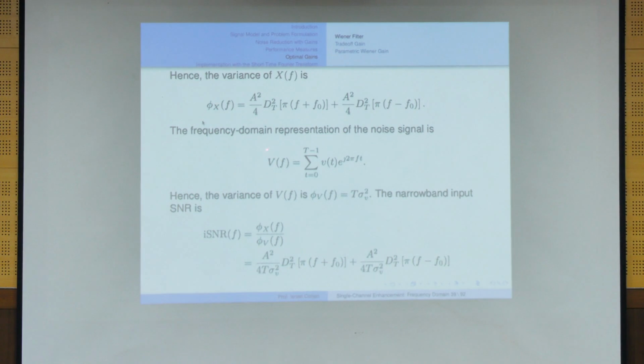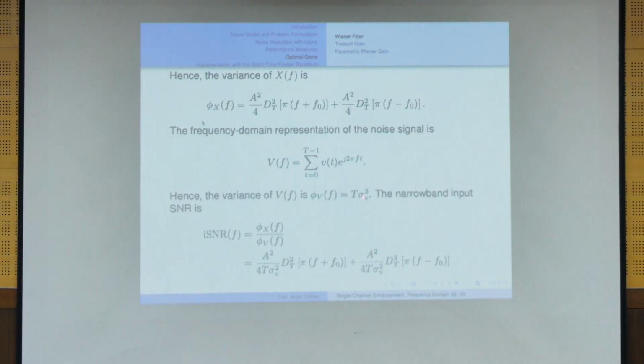And the Fourier transform of the white Gaussian noise, with a certain length of the signal. If we compute the Fourier transform like this, it's a constant.